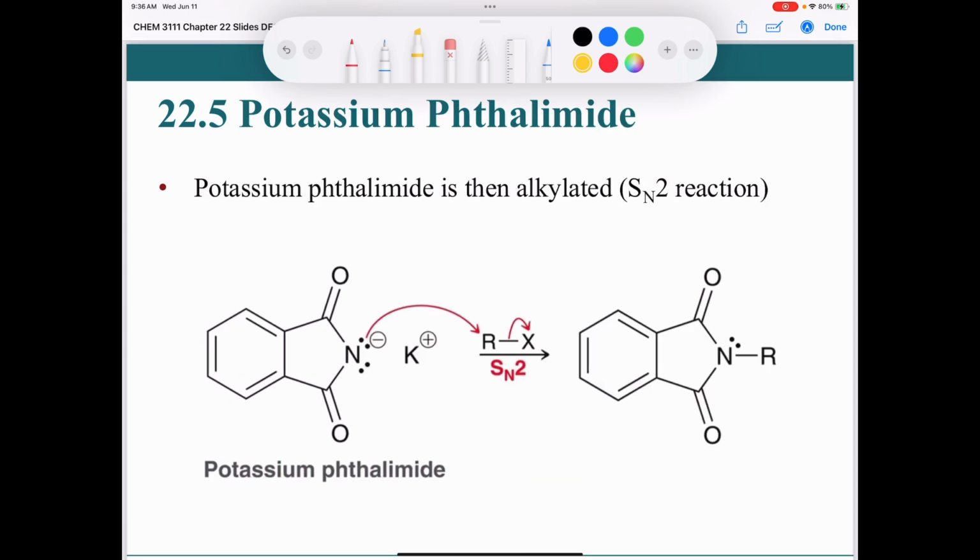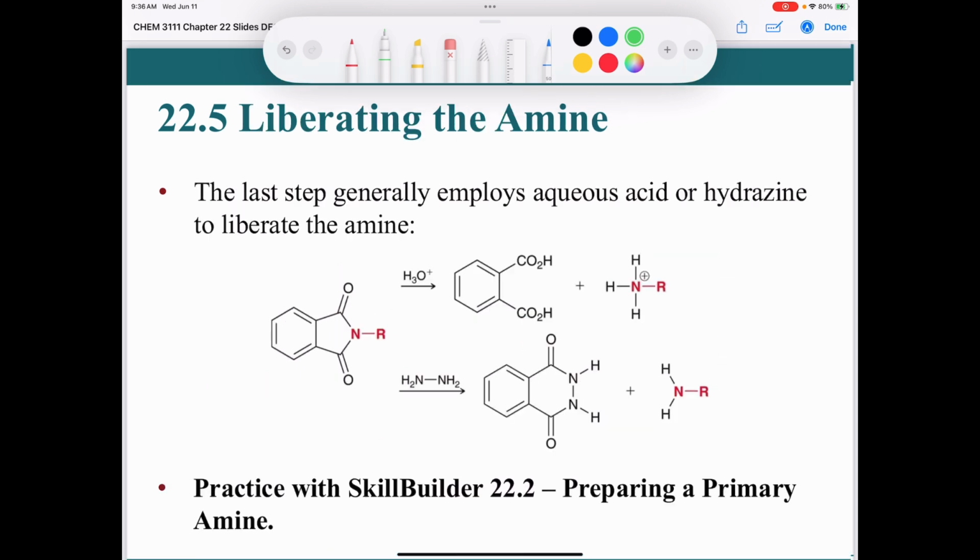And so we can use our potassium phthalimide as a nucleophile to do an SN2 with some kind of alkyl halide. Okay, so now you see that we have our alkyl group attached to the nitrogen. So now if you're wondering, okay, that's great, but how are we going to get rid of all that piece? Well, there's actually a couple of ways we can do that. And both of those ways are shown here, okay? So one is using aqueous acid. So we just hydrolyze the whole thing with aqueous acid.